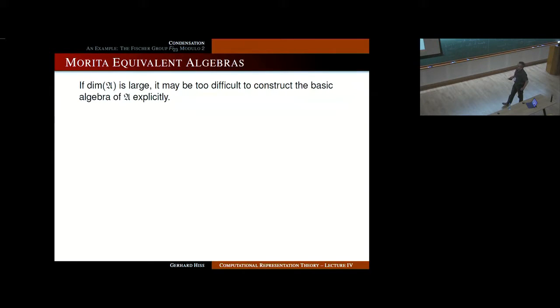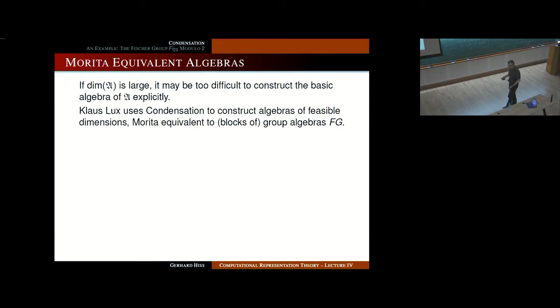And this is an application which is pursued by Klaus Lux. So he does a lot of work in this direction. If the dimension of A is very large, it may be too difficult to find its basic algebra explicitly. One will do with any algebra which is Morita equivalent to the original algebra, but which has a dimension which is manageable. And this is what Klaus Lux does. He constructs algebras of feasible dimensions which are Morita equivalent to group algebras, or rather to blocks of group algebras.